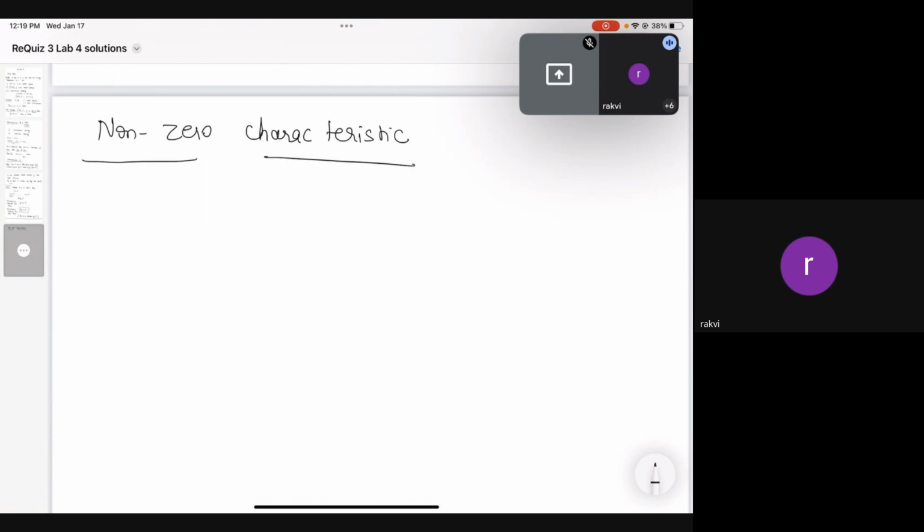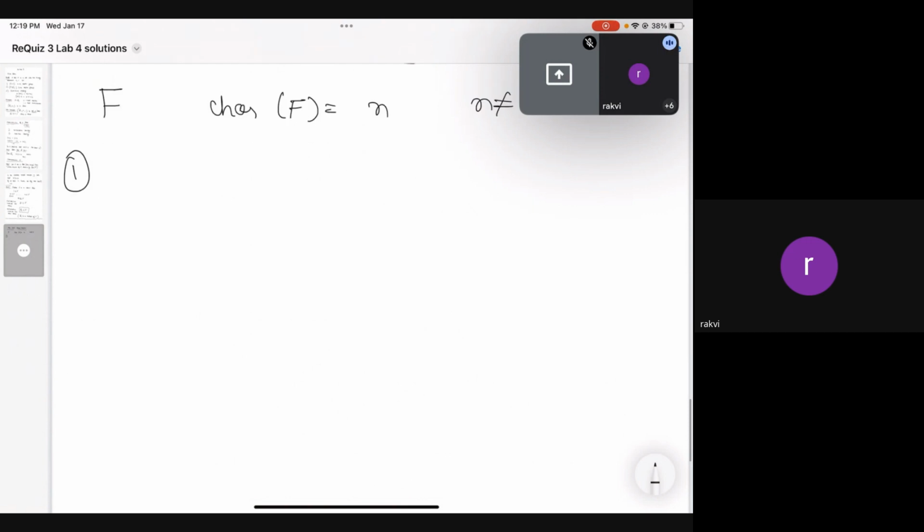Okay, so this is the setup. We have our field, and the characteristic of F is a natural number n not equal to 0. Now here is a first observation about what n can be. So we are in a field, right? F is a field.